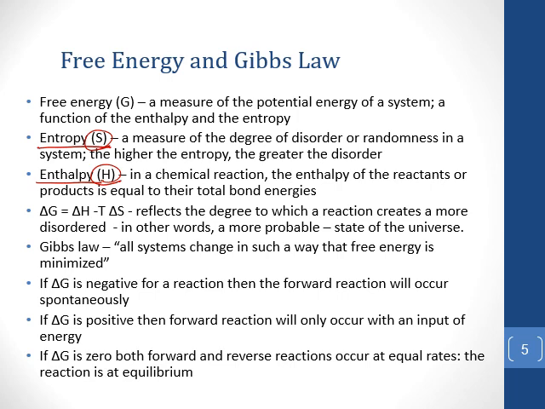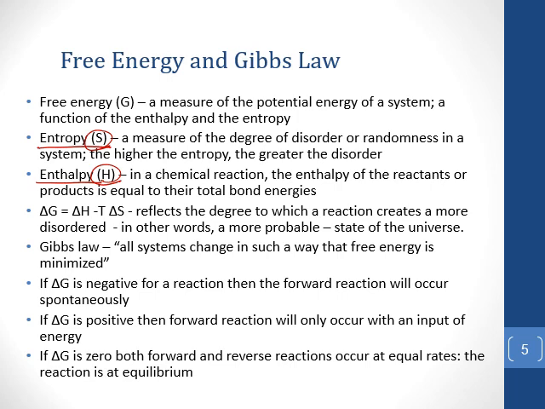So for example, if we move glucose across the membrane, we are going to affect the entropy because we're going to change the concentration on both sides of the membrane, but we're really not affecting the enthalpy because we haven't either created or destroyed any covalent bonds that link those atoms together. So we're going to see that when we move things across the membrane, the focus will be on entropy. The change in free energy reflects the degree to which a reaction creates a more disordered state of the universe or a more probable state of the universe.